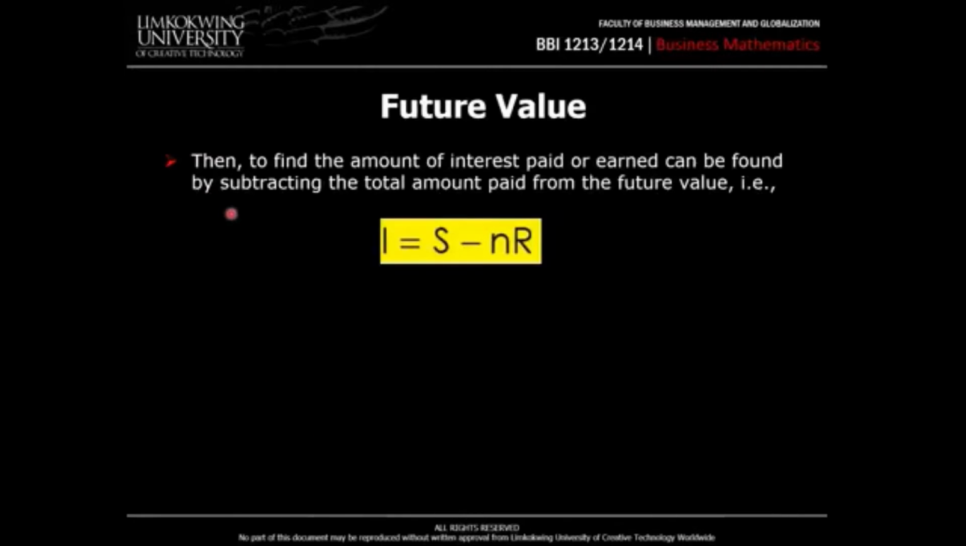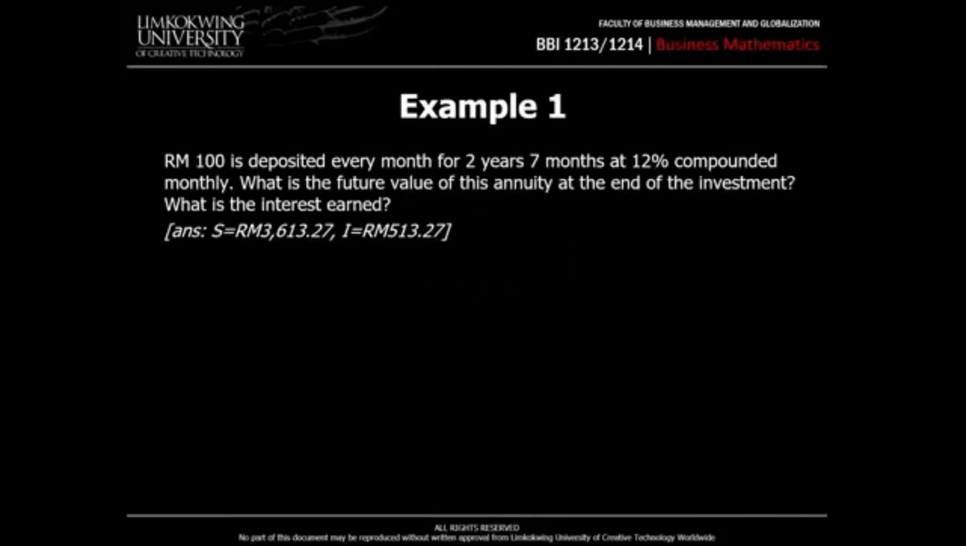After you get the future value, if you want to get the interest paid or earned, you can find it by subtracting the total amount paid from the future value. So the formula is I equals S, the future value, minus NR. R is the amount that you deposited, and N is the term of the investment, or how long you have to pay. Let's take a look at this example.